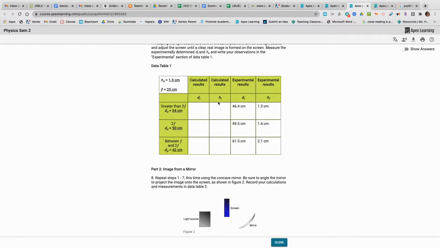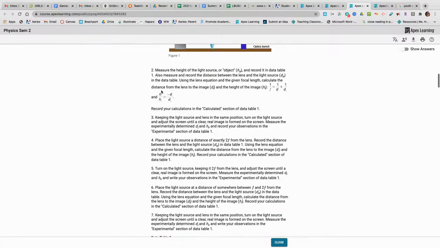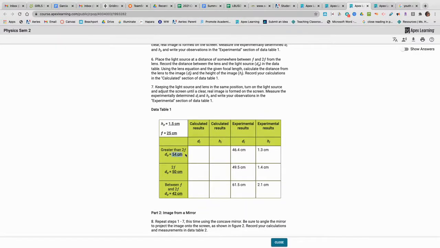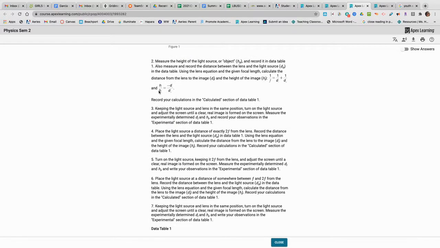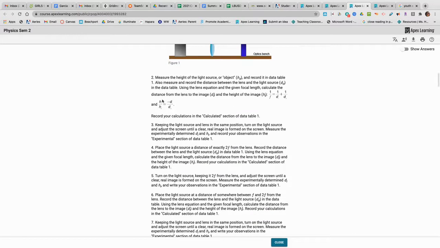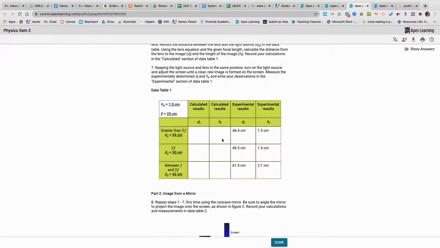And then you're going to do the image height. To calculate the image height, you're going to use this proportion. You now have the di because you just calculated it. You have the do from right here, 54. You have the ho, the object height, right here. You're going to solve for the hi, or image height, and put that answer here. Now you're going to do that for a do of 50 centimeters using these numbers. You're also going to do it for 42 centimeters.